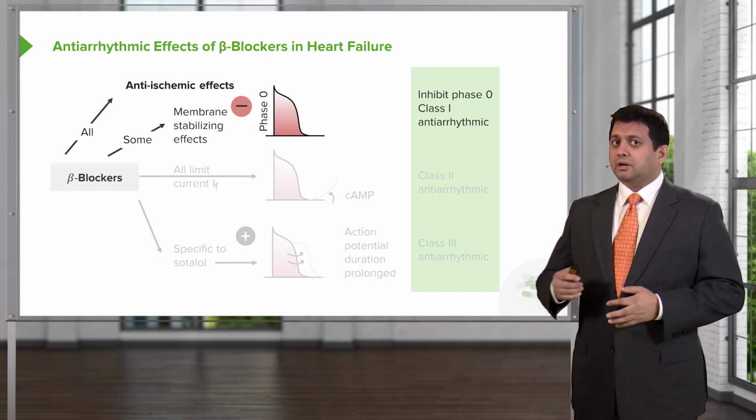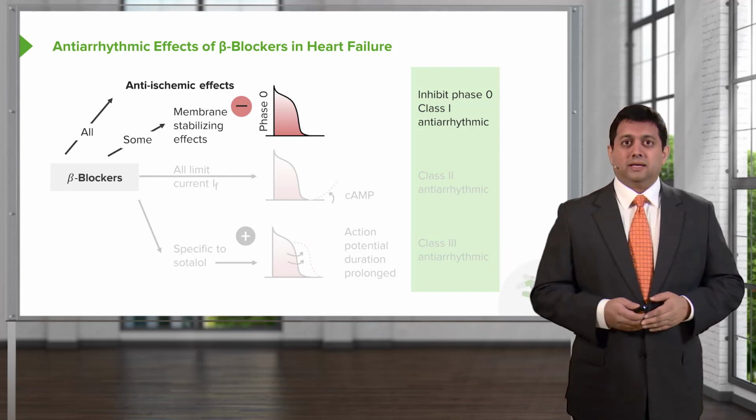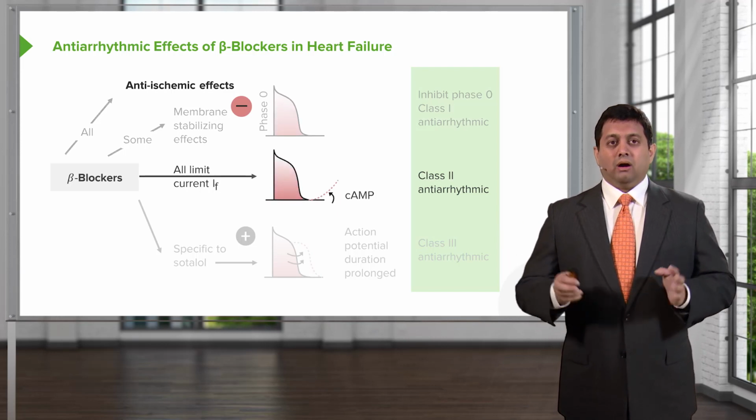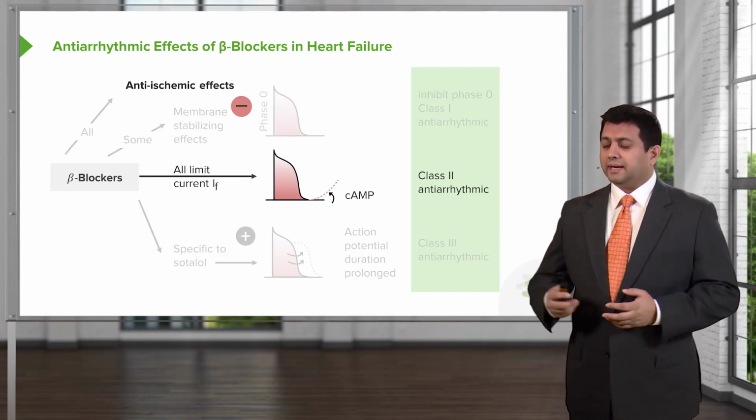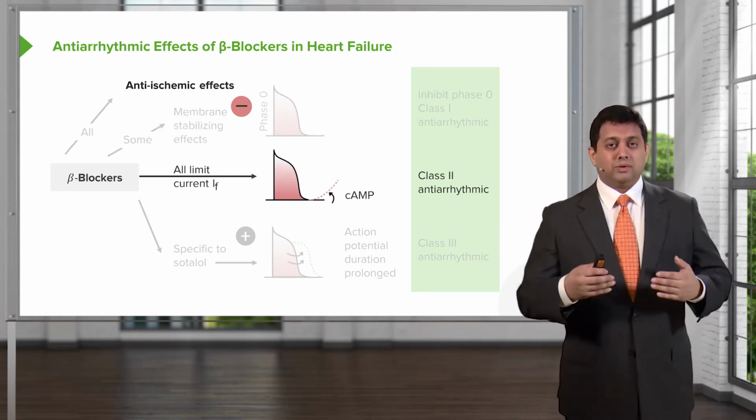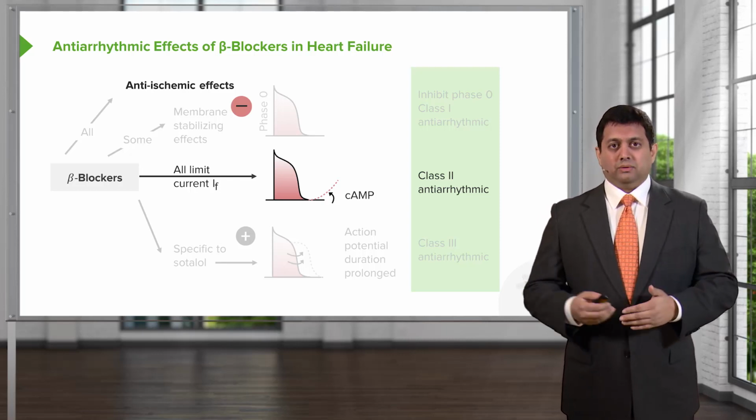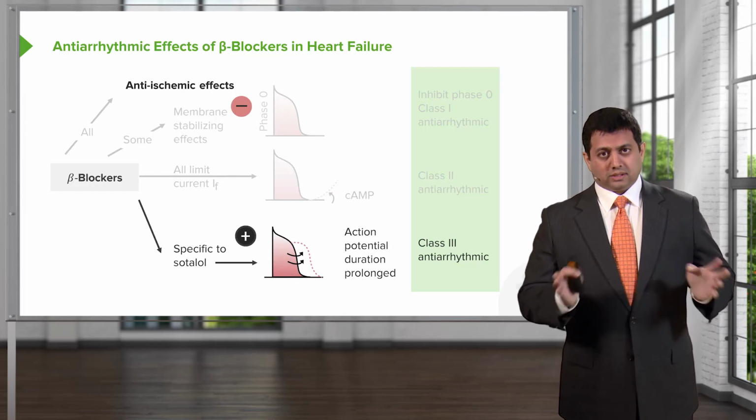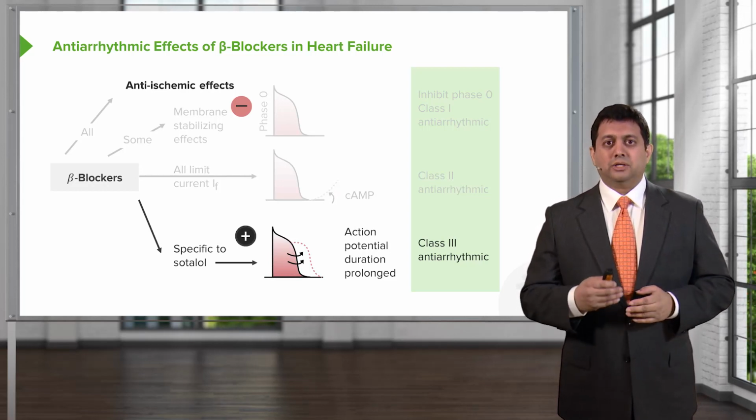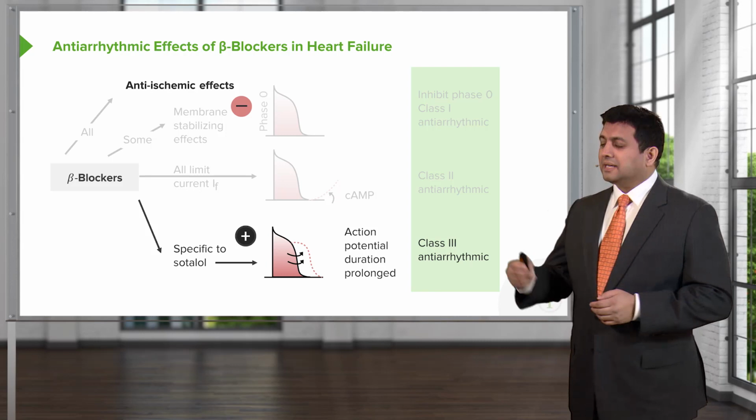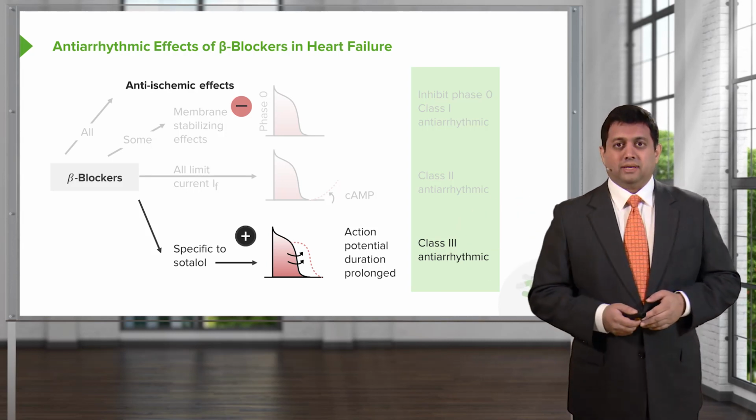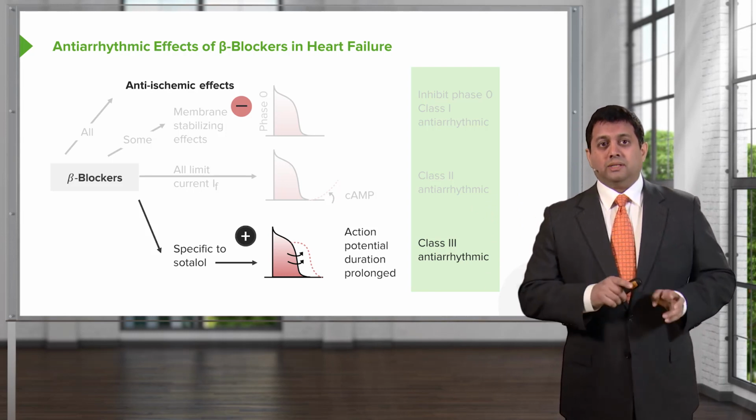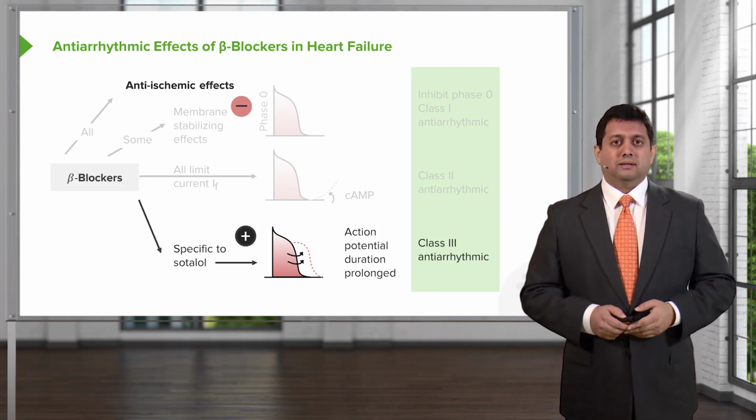Some beta blockers also have membrane stabilizing effects at the phase 0 point of the action potential. All of the beta blockers will also affect the slow current, so there is going to be an action on repolarization as well. And there is one beta blocker, sotalol, that has action potential prolongation because in a way it's acting like a class 3 antiarrhythmic. Although sotalol is a beta blocker, I'm going to discuss it in the class 3 discussion.